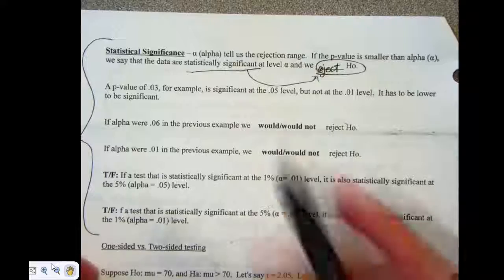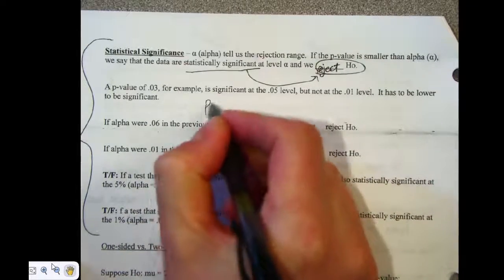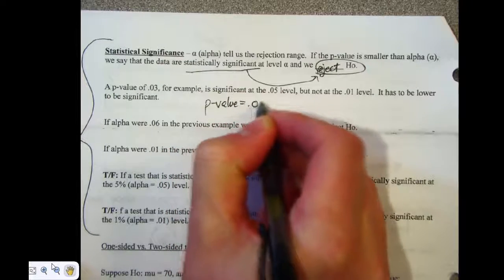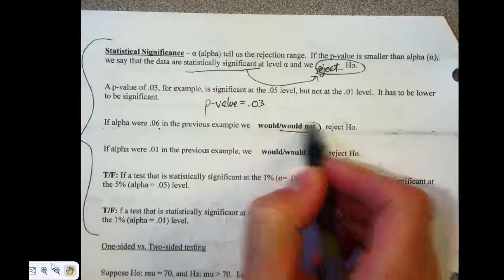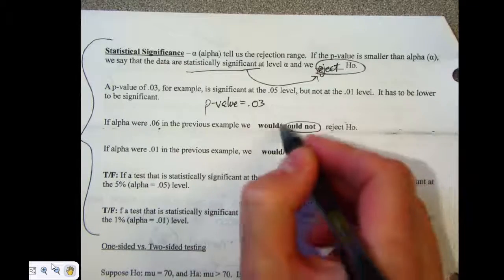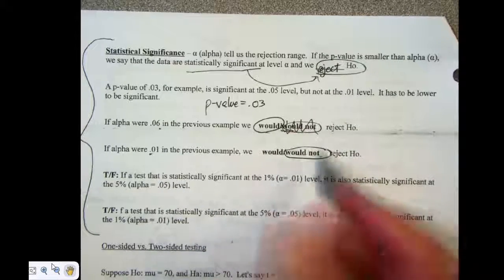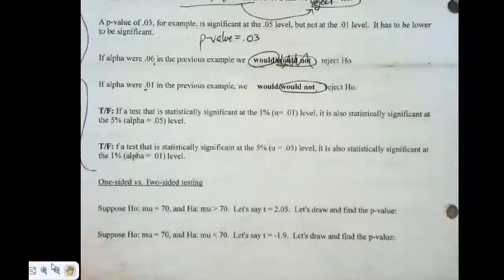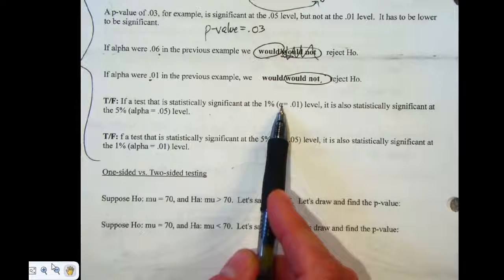Alright, so p-value is 0.03 compared to alpha is 0.06. We reject or not reject? Would not reject. No. Would reject. 0.01. Would not. So true, false on the bottom two. If it's statistically significant when alpha is 0.01, that means our p-value is bigger or smaller than 0.01? Smaller. Statistically significant means we reject.